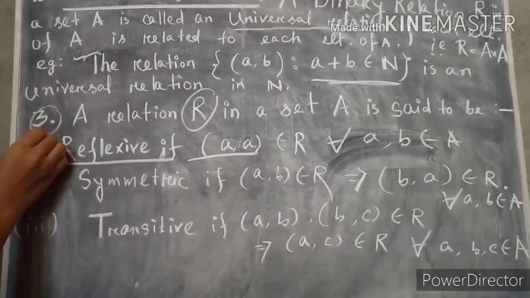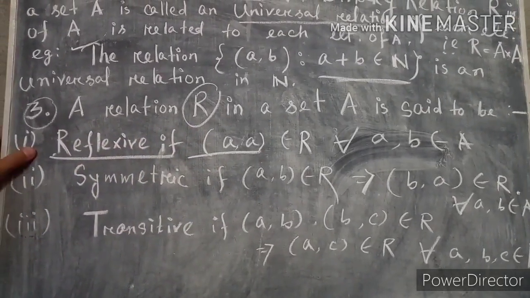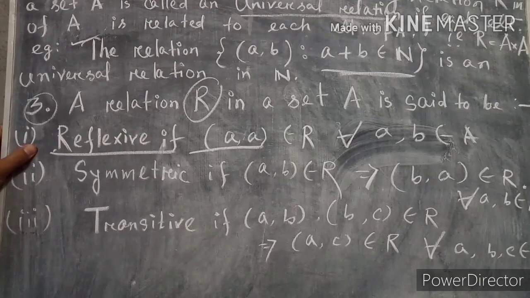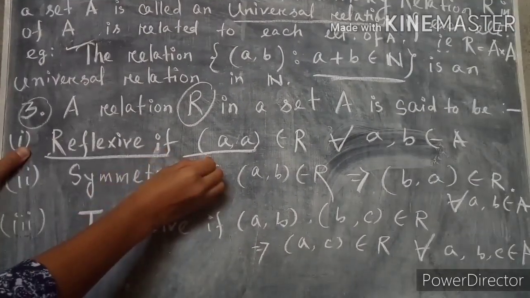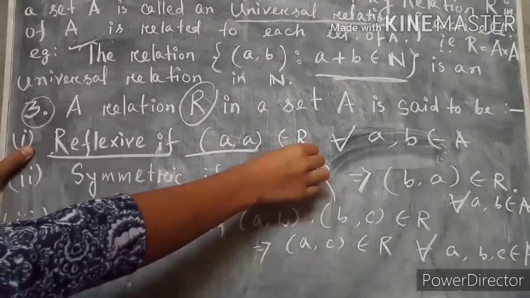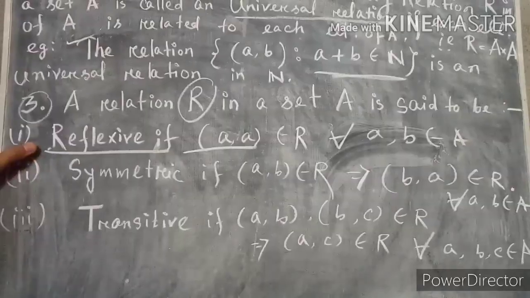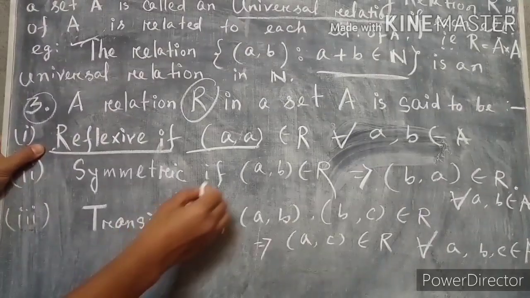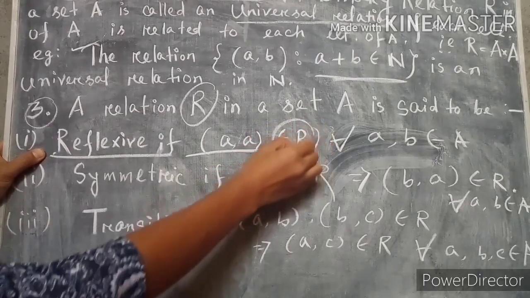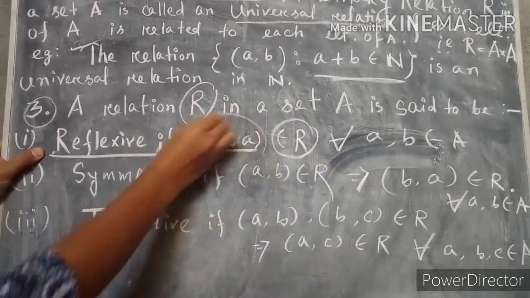Now type 3. A relation R in a set A is said to be reflexive if the element of the form (a, a) belongs to R for all a belonging to A. That is, the relation R is called reflexive when it contains the element in the form (a, a).